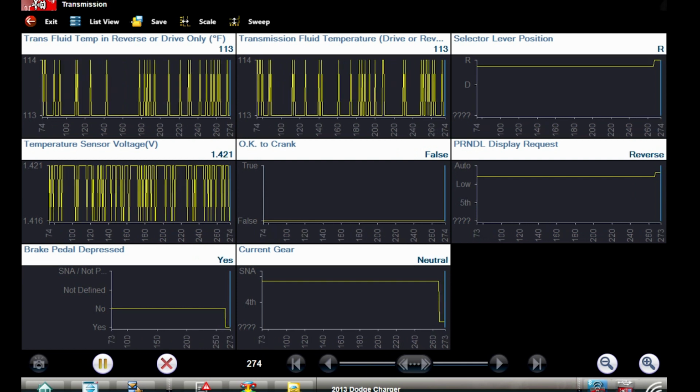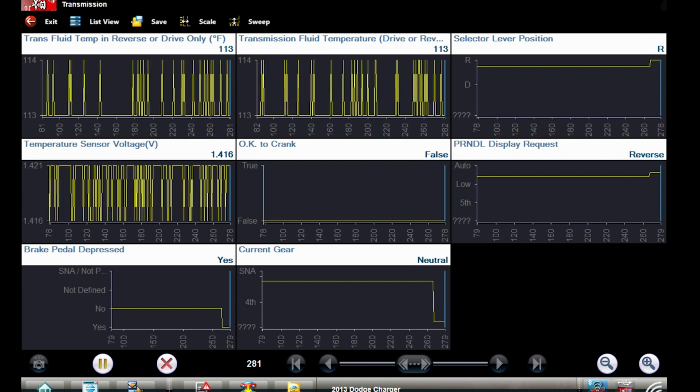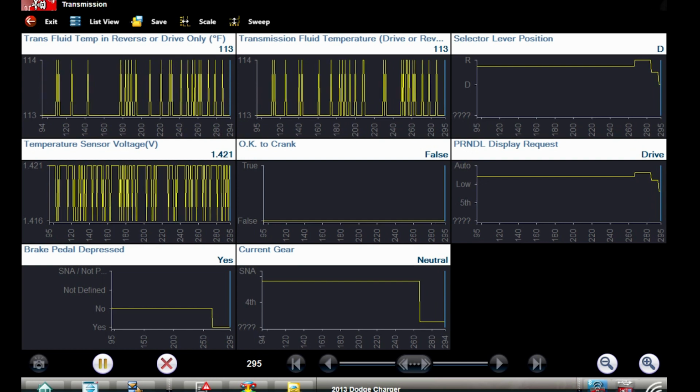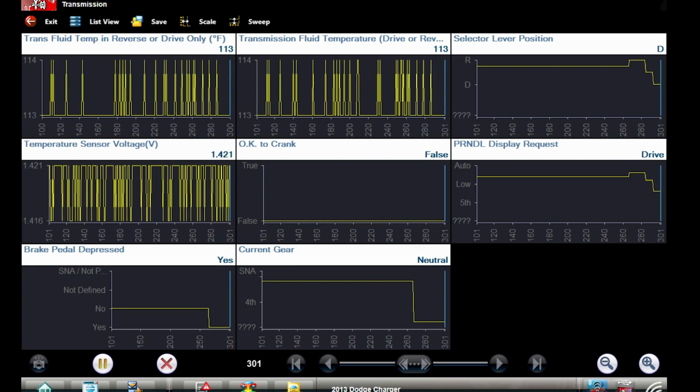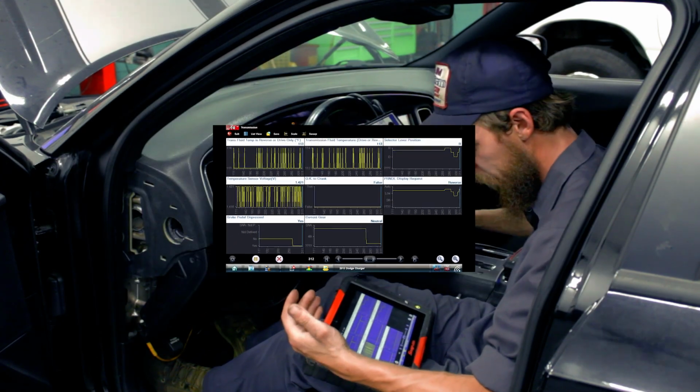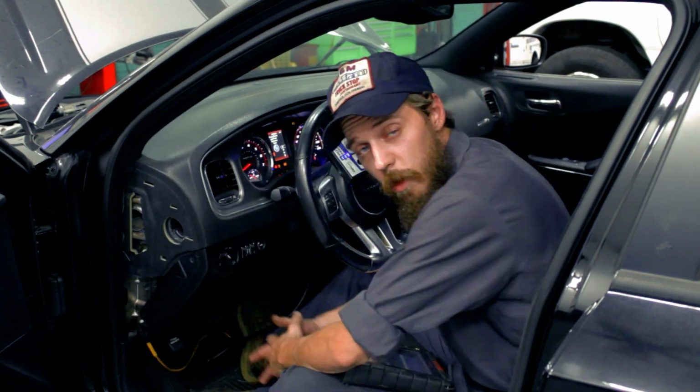Now we're going to go to drive. Once again, selector, drive is good. PRNDL display, good on both the scan tool and our instrument cluster. And our current gear, as we discussed, remains in neutral. So where do we go from here?